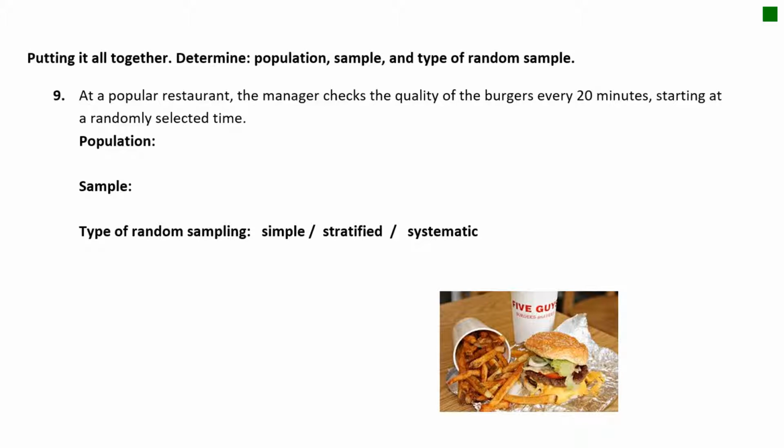Popular restaurant. Hi, guys. The manager checks the quality of the burgers every 20 minutes, starting at a randomly selected time. Now, you might think the population is the manager. It might be the people at the restaurant. What are we doing? We are working with burgers. So the population is all the burgers cooked.